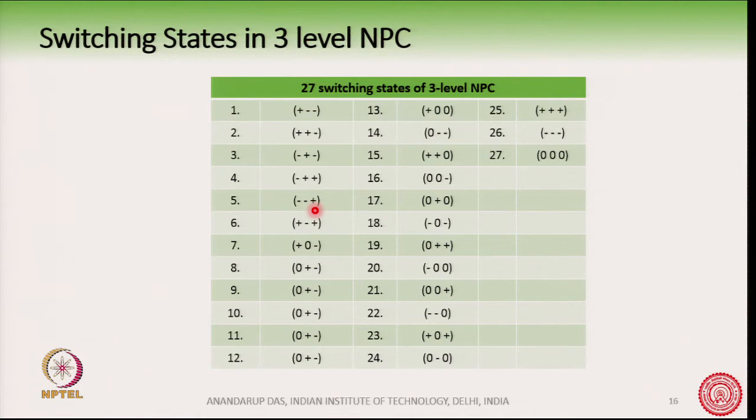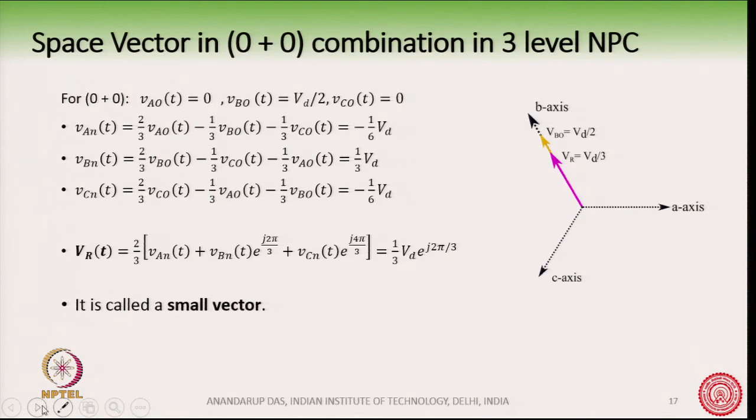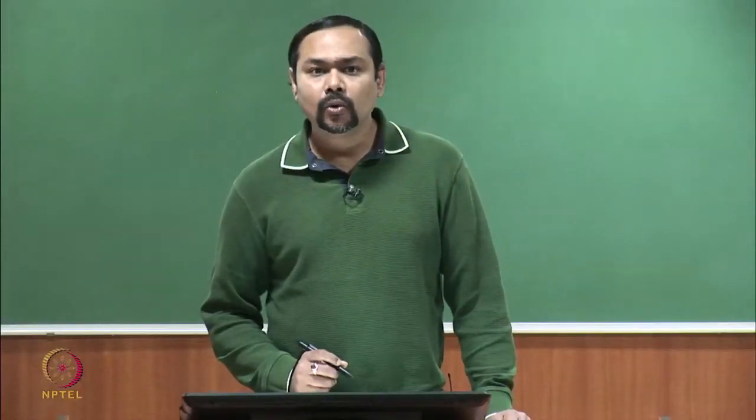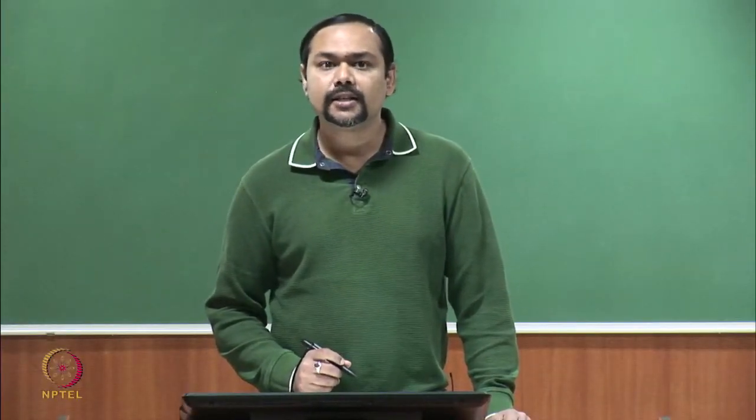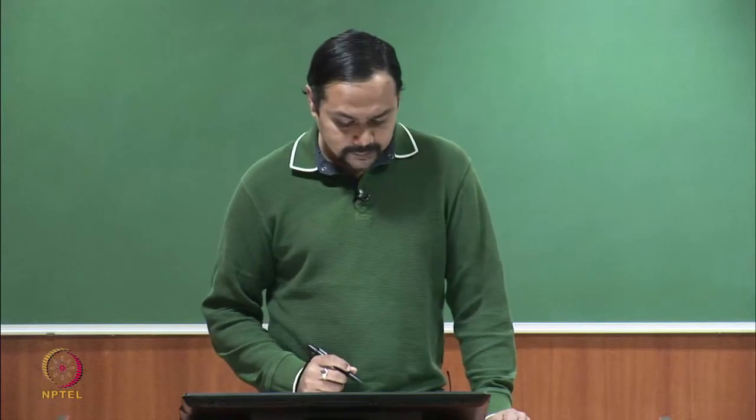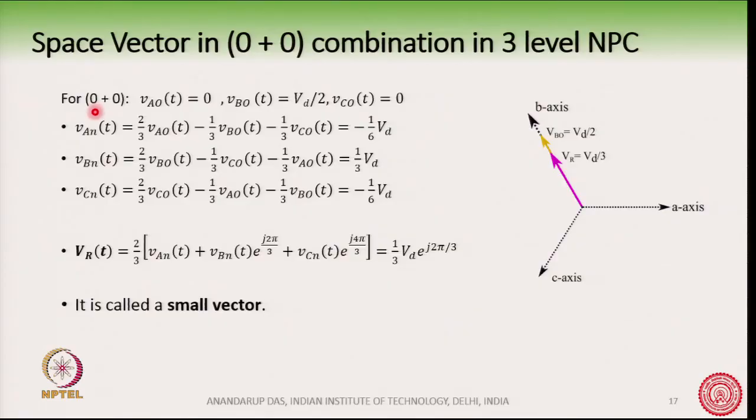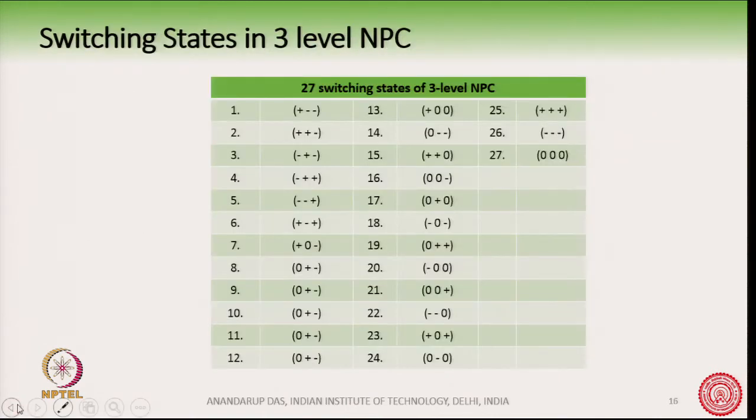So, corresponding to these switching states, we can now draw the space vector diagram. Okay. So, suppose we are drawing the load phase voltage space vector diagram. Suppose we take one of the switching states, 0 plus 0.